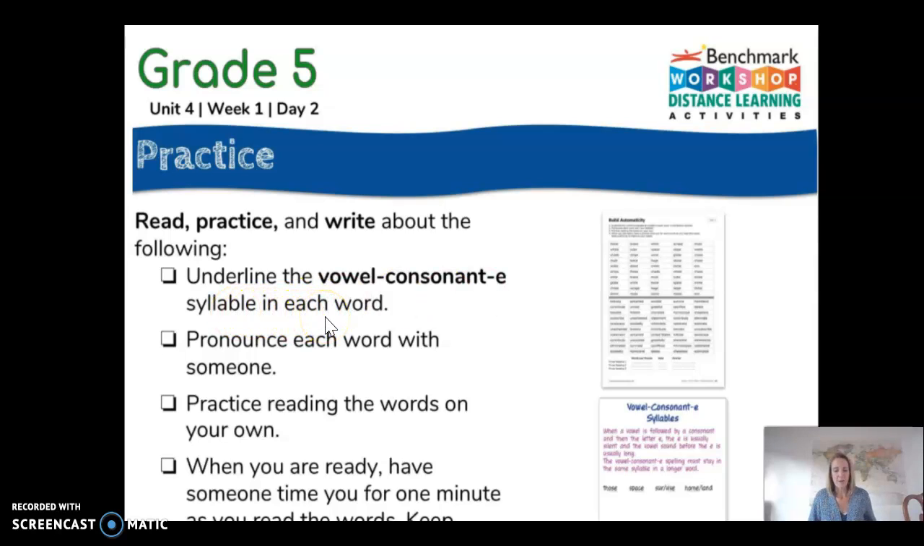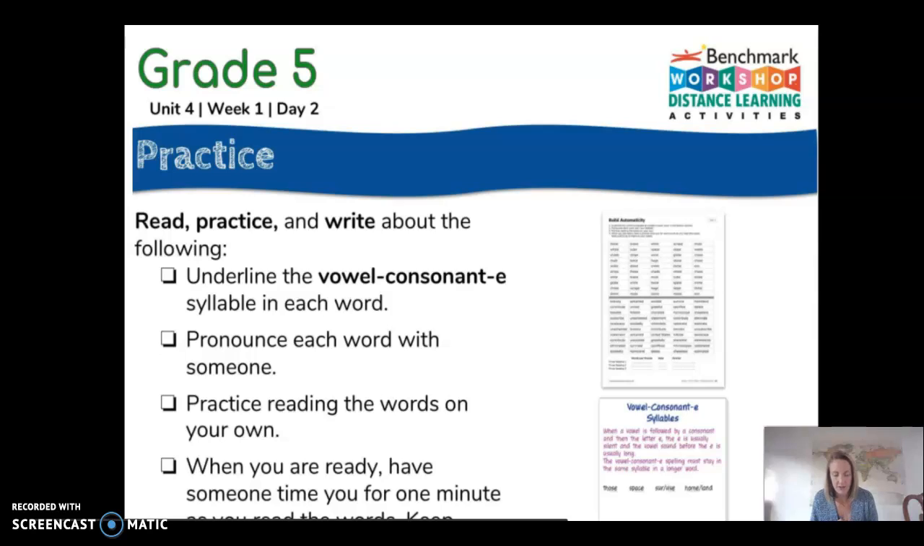So I'm going to have you grab your My Word Study book. Feel free to pause the video if you need to. What we're looking for in these words are places that we find the vowel consonant E. We're looking for that because when a word ends in an E, it causes that first vowel to make its long sound, or to say its name.